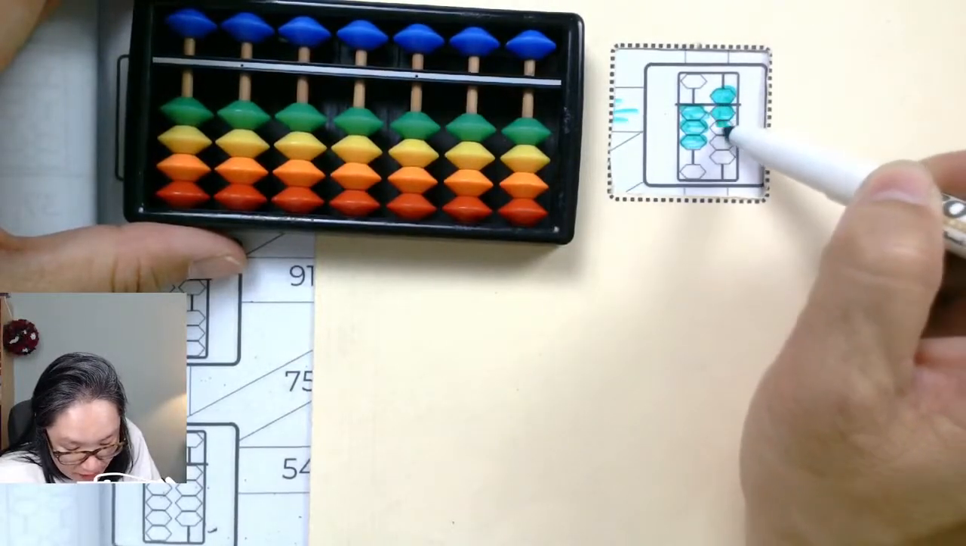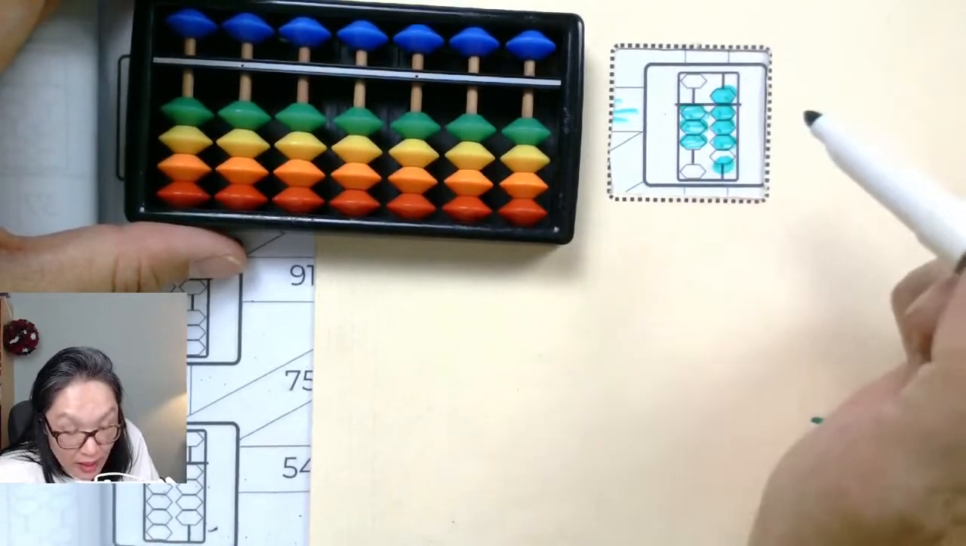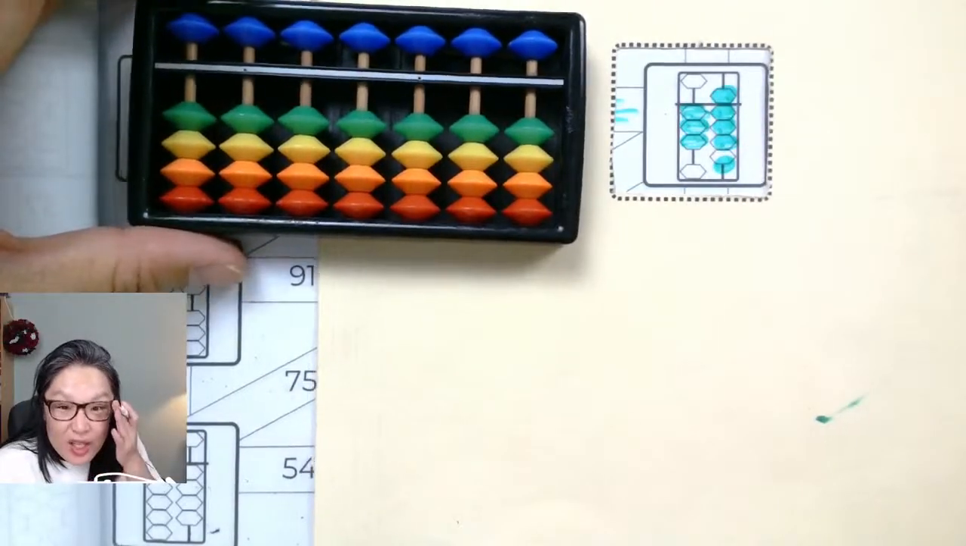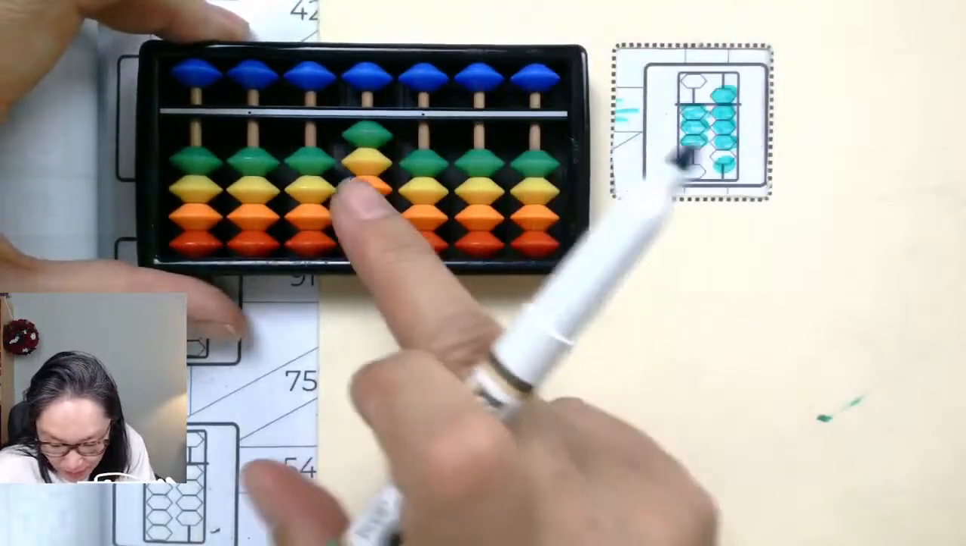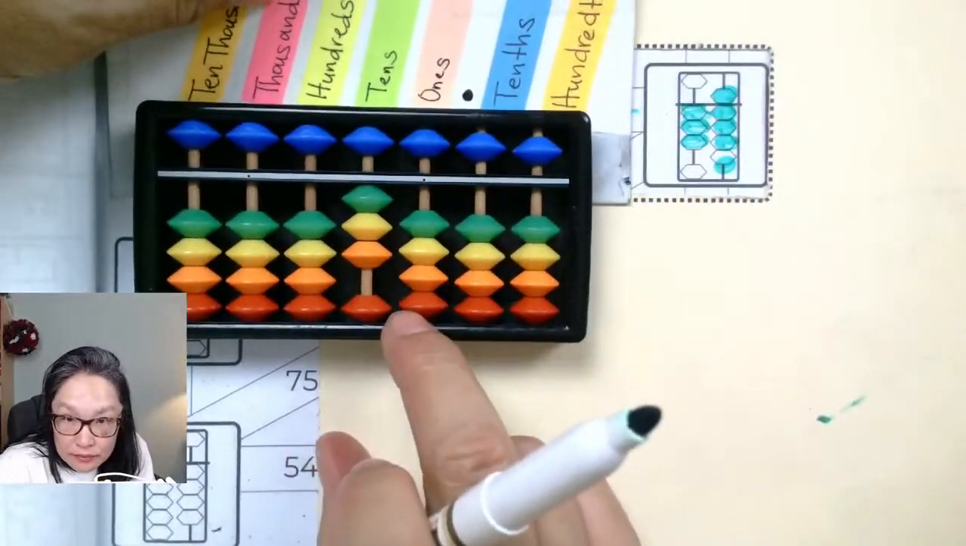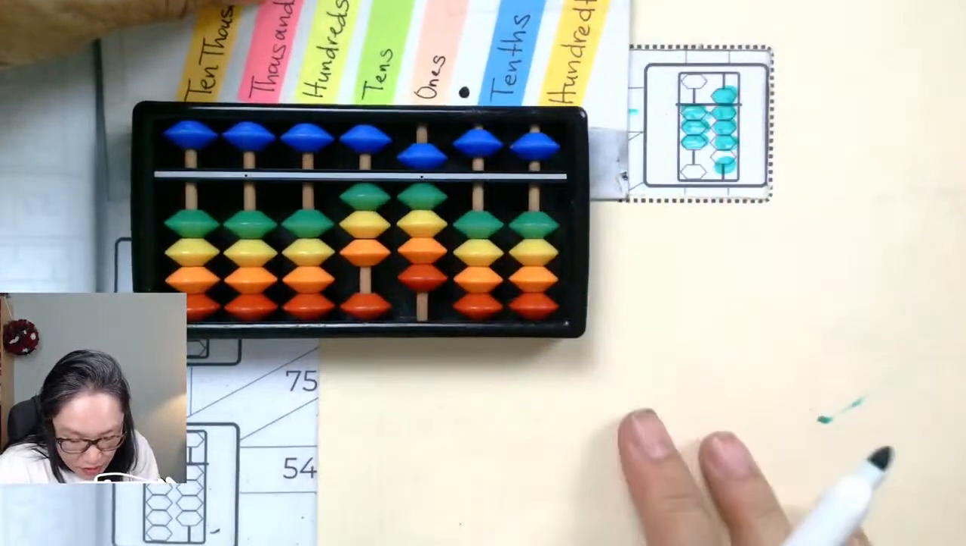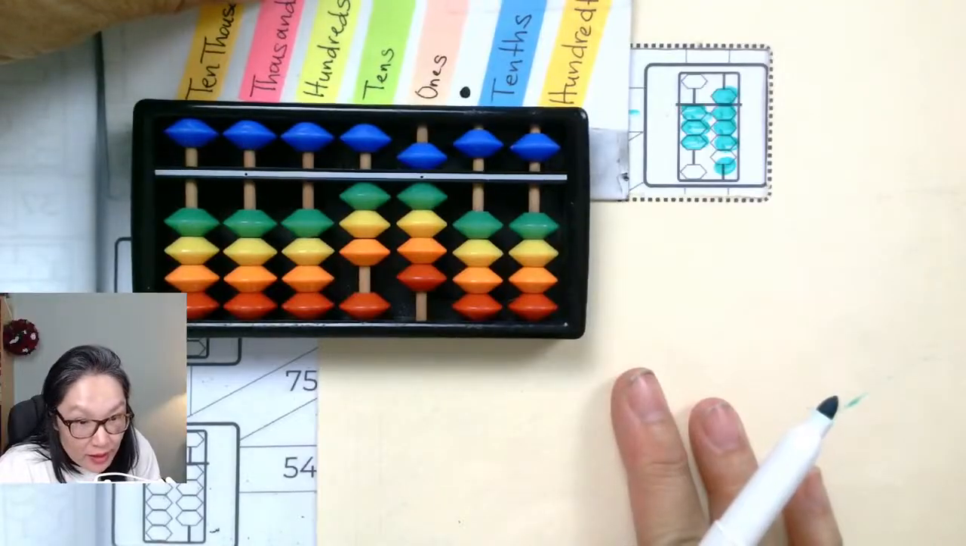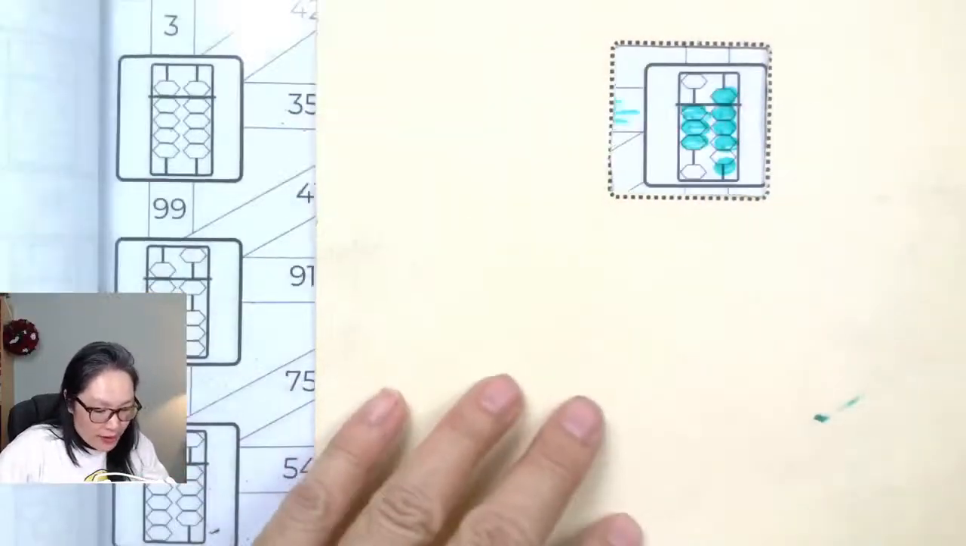5, 6, 7, 8, 9. 39. Yes, thank you, blue-eyed. How do we get 39? Because we have our tens, right? We have our tens, and we have our ones, which is 9. So that is how we get 39. Are we all right? We okay? Okay, so we have 39.